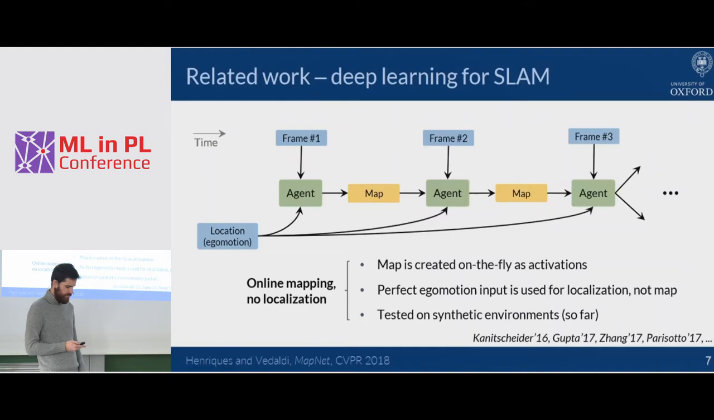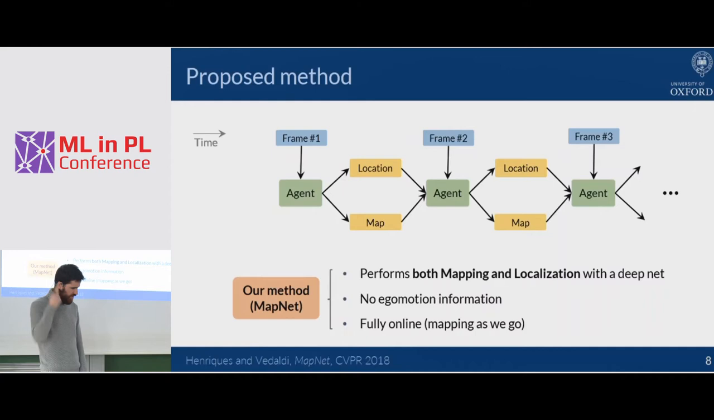So what I proposed in this work last year was to improve on both of these and actually be able to do both mapping and localization with a deep network without assuming any other prior knowledge. This is a network that builds a map on the fly and actually uses the map to perform localization, so no other sources. And it's able to do this fully online. As it sees new images, it will compile them into its spatial memory and use that to know where it is. And that's important.